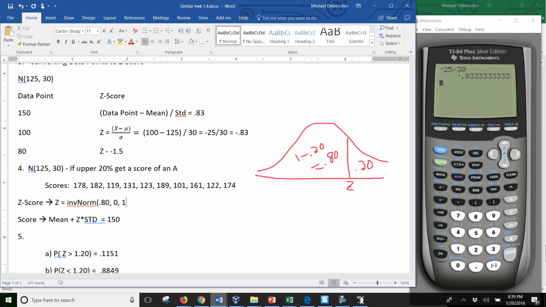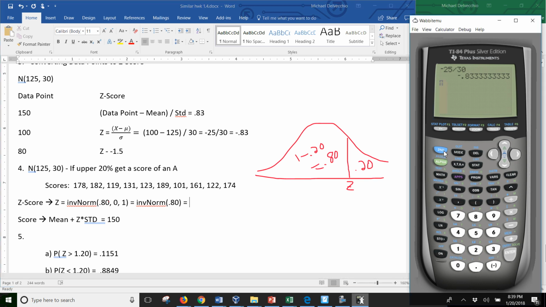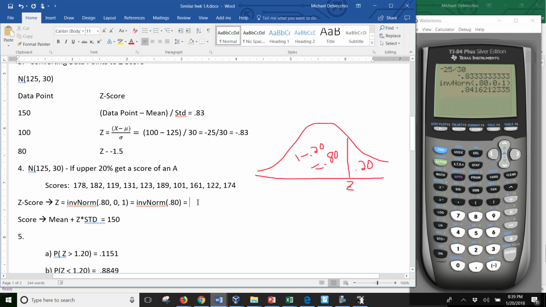So for z-scores, that 80th percentile is going to be the same no matter what your data set is. So here, let's do second vars. We got option number 3. The area is going to be 0.80, and mu 0 and sigma 1 are my defaults. Okay, so that's going to have a z-score of 0.84. Okay.